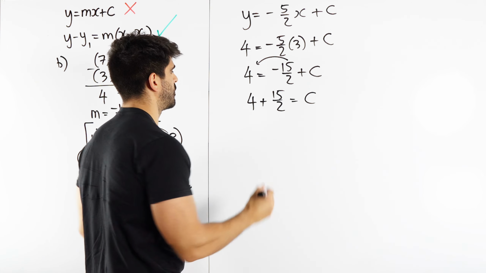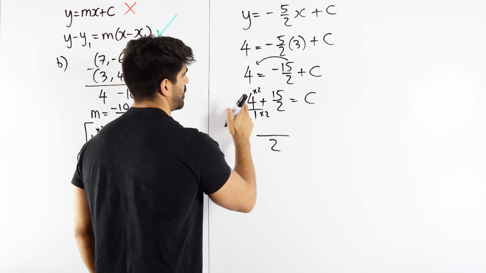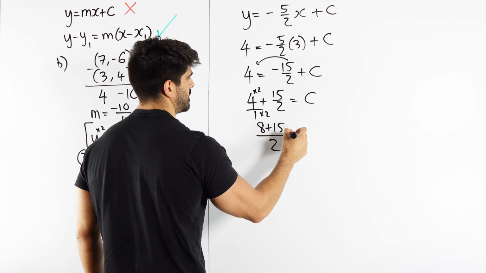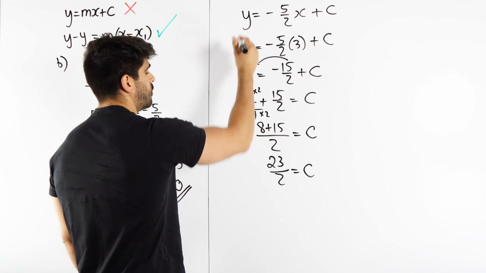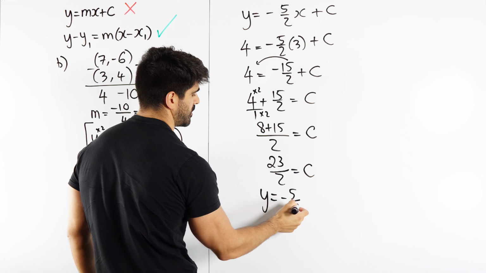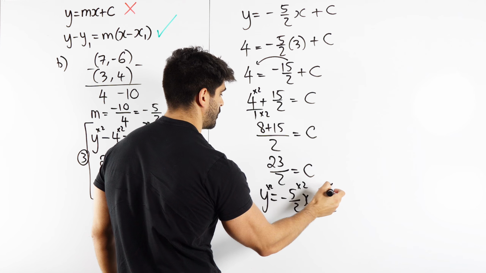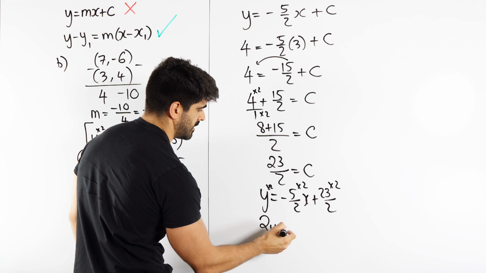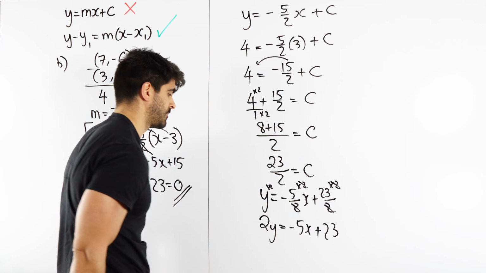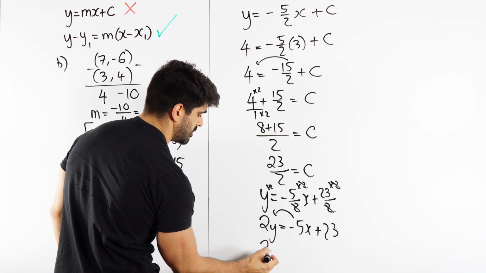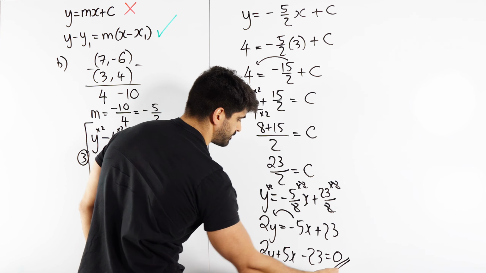And then we need to say, okay, that's 4 over 1. So I need to times top and bottom by 2 to make sure the denominator is the same. That'll be 8 plus 15. So we get 23 over 2 is c. So we have y is minus 5 over 2x plus 23 over 2. Then we need to multiply through by 2 to get into the same form as what I had. So we had 2y is, the 2's cancel, minus 5x. And then here, 23. And now we just need to move everything to one side. 2y plus 5x. And then the 23 on the other side is minus 23 is 0.